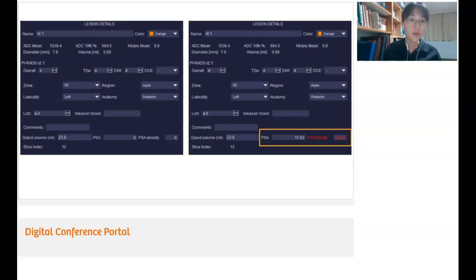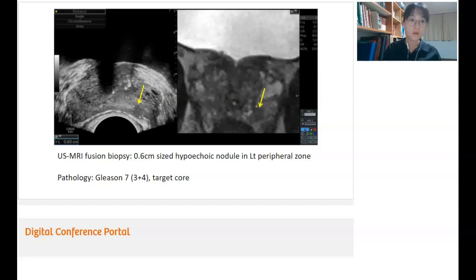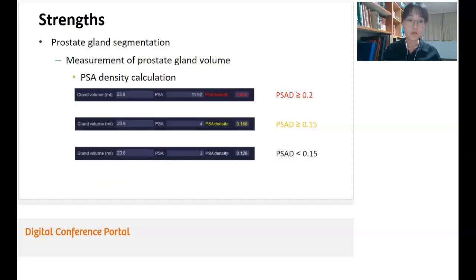When I enter the patient's PSA level, PSA density is calculated because the algorithm can measure the prostate volume. A targeted biopsy was performed for the lesion, and Gleason score 7 cancer was confirmed. I summarize the strengths of AI prostate. Prostate gland segmentation is an important strength. Prostate gland volume can be measured based on prostate gland segmentation. As you saw, when I enter the PSA level in the program, it calculates PSA density immediately and displays the value with different colors that indicate different risk of prostate cancer.